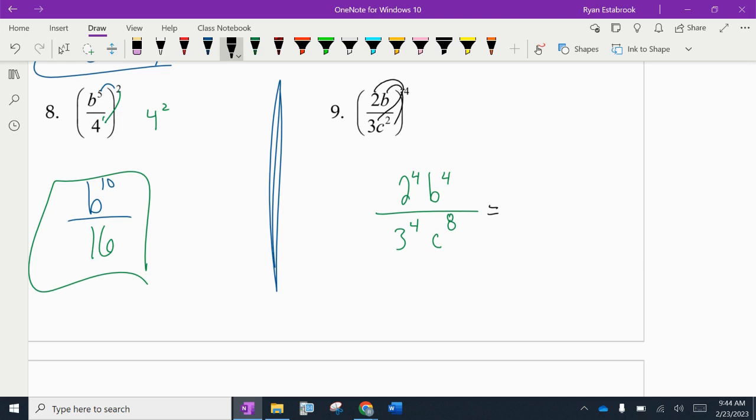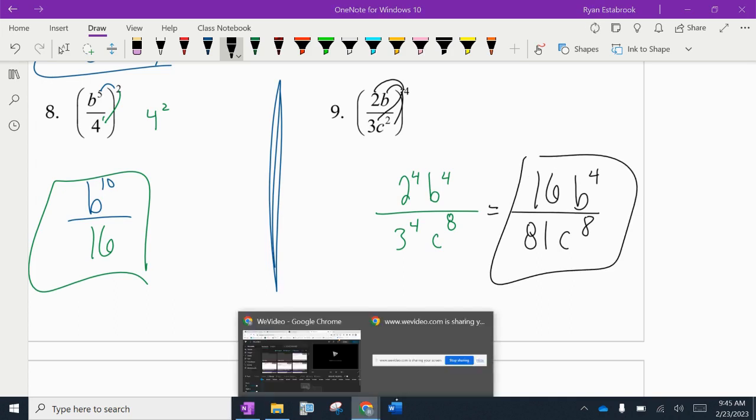The 4 distributes to both terms in the numerator. It distributes to both terms in the denominator. B to the 4th, 2 to the 4th would give you 16. And the denominator, 3 to the 4th, is 81. C to the 8th, 16 and 81 don't have anything in common. And like we looked at in the last one, don't try to simplify those exponents with each other. B and C are different bases. There's no way to simplify those. So that's what we get.